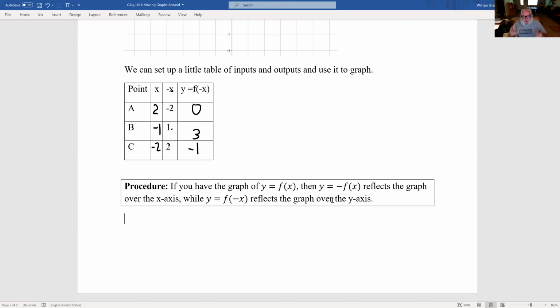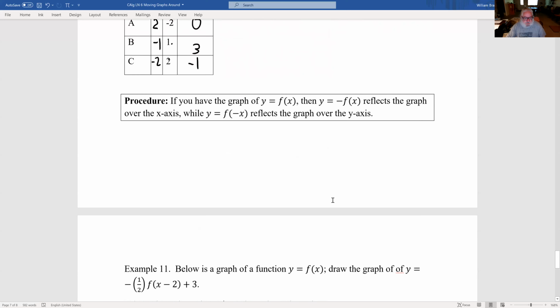Multiplying by minus 1 reflects it over an axis. Outside, it flips it over the x-axis. Inside, it flips it left and right, so over the y-axis.